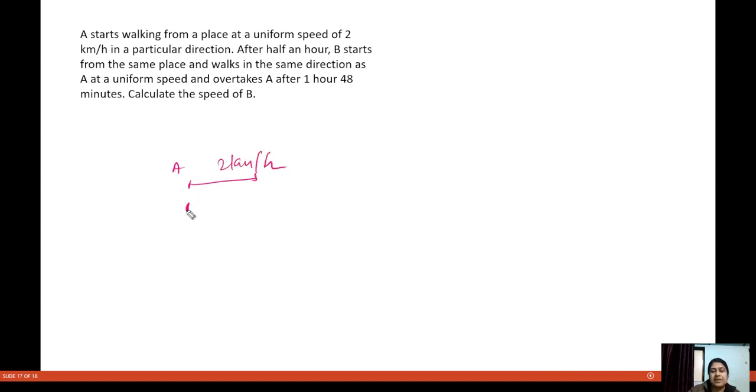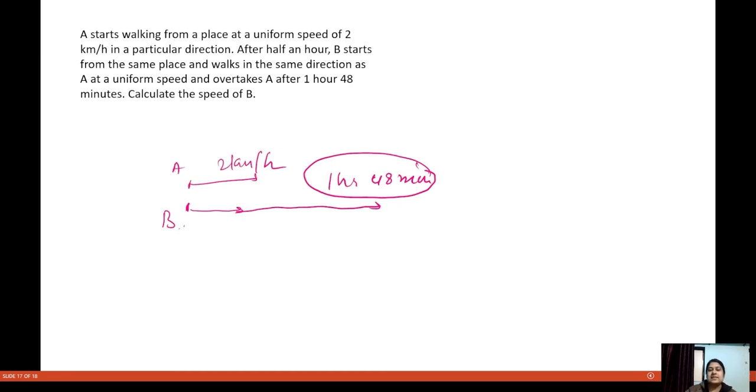Now, after half an hour, B comes and starts walking from the same place in the same direction and overtakes A after 1 hour 48 minutes. See, this B person is saying that it overtakes A after 1 hour 48 minutes.